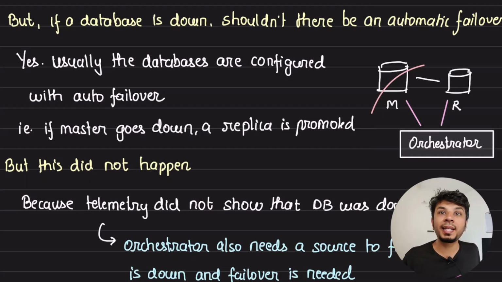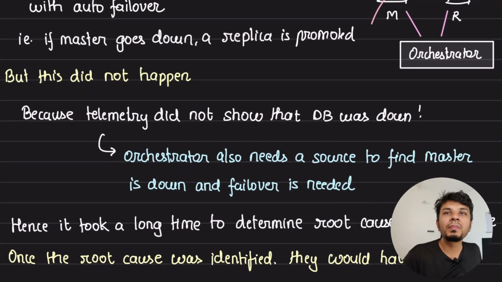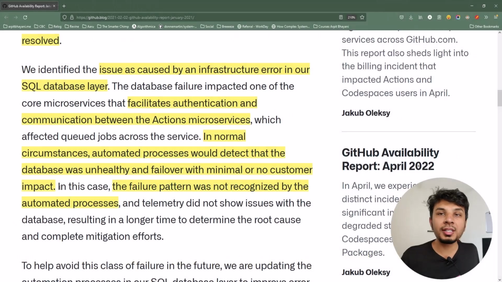It would rely on some telemetry, some data that would tell it, hey, master is down, let me promote a replica to be the new master. Someone has to do it. It is not magical that it would automatically happen. But as we know, this did not happen.